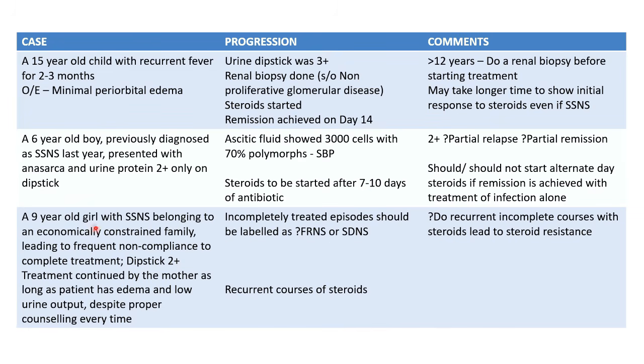The third case is a 9-year-old girl with steroid-sensitive nephrotic syndrome belonging to an economically constrained family, leading to frequent non-compliance to complete treatment. Dipstick showed 2+ proteinuria. Treatment continued by the mother as long as the patient has edema and low urine output, despite proper counseling every time. So most of the time this happens that parents, as long as edema is visible, they think that the child is sick, and as the edema subsides, maybe with diuretics from outside practitioners or from quacks, they think that the child is okay. They're not worried about the kidney disease per se itself.